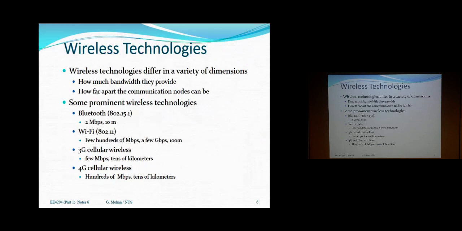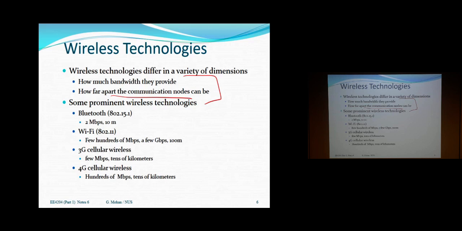So when we say wireless technology, there are two key parameters which specify this. One is the bandwidth, which here is the data rate. The other one is how far apart the communication nodes can be. That means, what is the communication range?